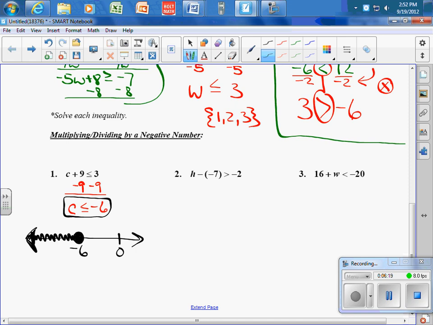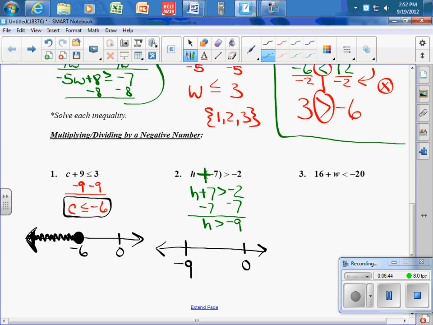In number 2, whenever you have minus a negative, just make it a plus sign and rewrite it if you need to. H plus 7 is greater than -2. Subtracting 7 from both sides, I have H is greater than -9. Now, if we were going to graph this on a number line, it would look like this. Here's 0. -9 would be someplace to its left.